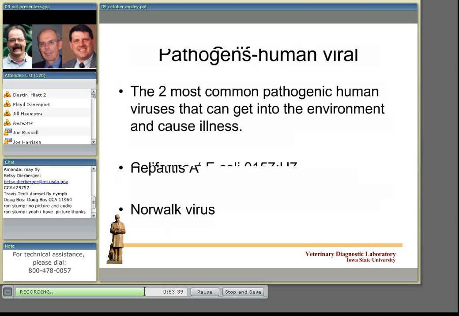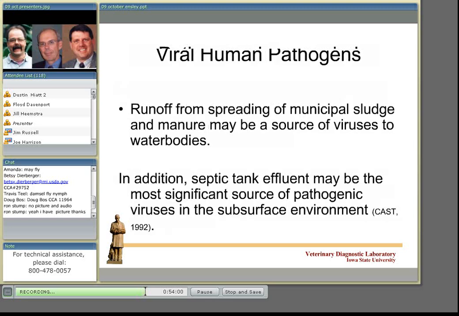We were also interested in viral presence and transmission in water. It has been shown that there are pathogenic viruses, human pathogens, that can be present in water and be spread as a waterborne disease. Hepatitis A and Norwalk virus are two examples. Some of these have been shown to be spread from municipal sludge, manure, human waste, or tank effluent, which can contribute to human viral pathogens being present in surface water.